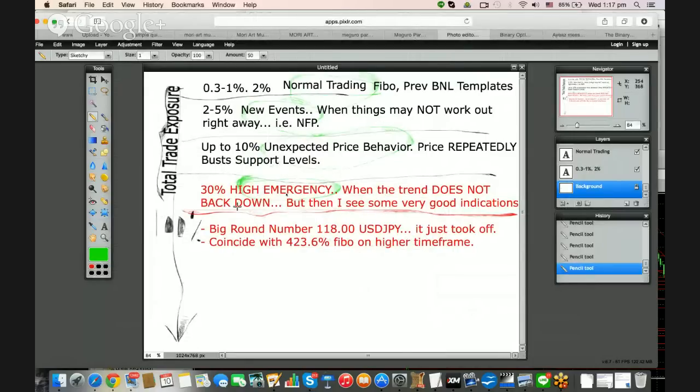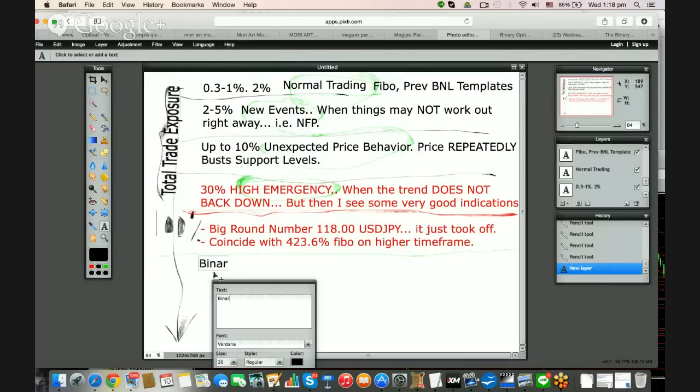The reason I want to talk about this is because you need to understand a couple of things. With these things aside, what else you need to know is that all these trades that we took were binary. There are two kinds of trades. There's the turbo, in other words, short-term trades, and there's also the binary option trades. Let me tell you where they're different.